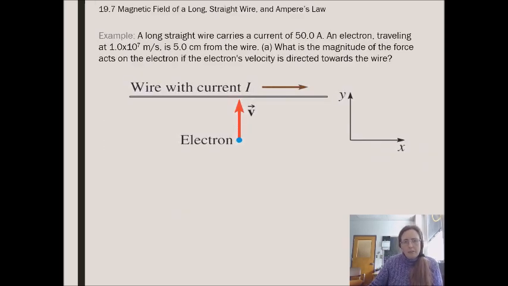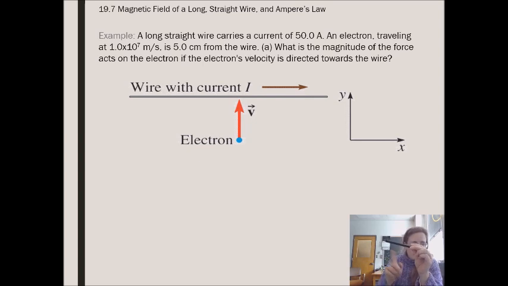Okay, so now we're going to look at this particular situation where I have a long straight wire and an electron that is approaching that wire. So what is going to happen to that electron? Is it going to be attracted to the wire, deflected by the wire? What's going to happen? First, we've got to figure out what the magnetic field is due to that wire.